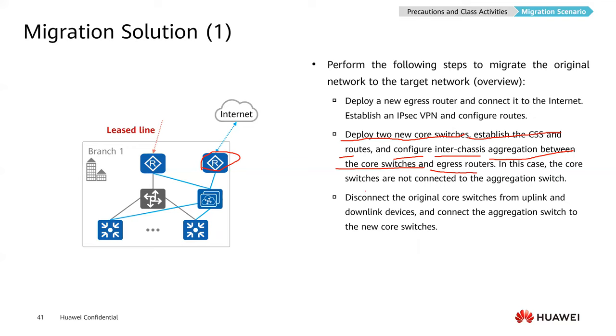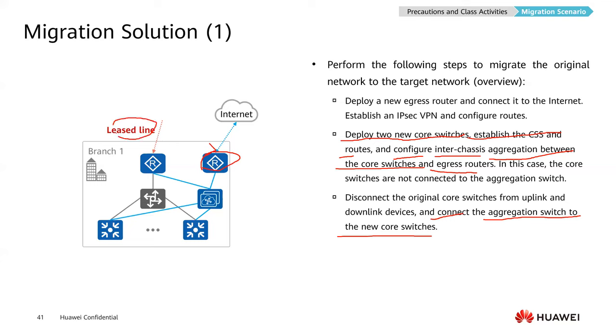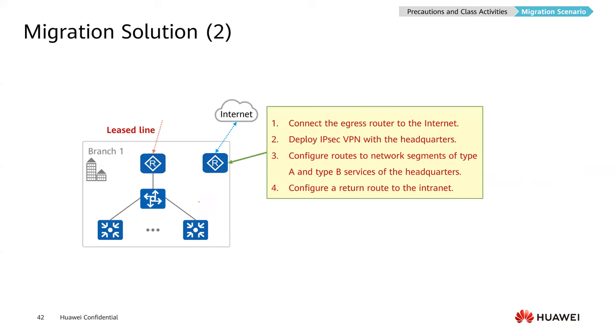In this case, the core switches are not connected to the aggregation switch. And at last, we need to disconnect the original core switch from the uplink and downlink devices and connect the aggregation switch to the new core switch. And also we need to connect the leased line routers to the new core switch.